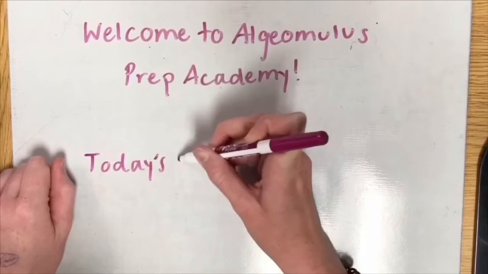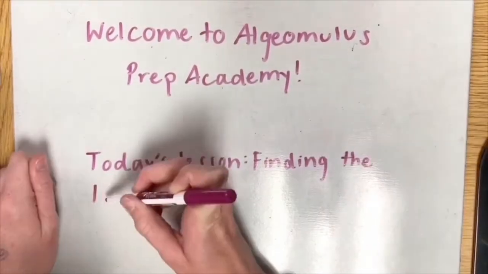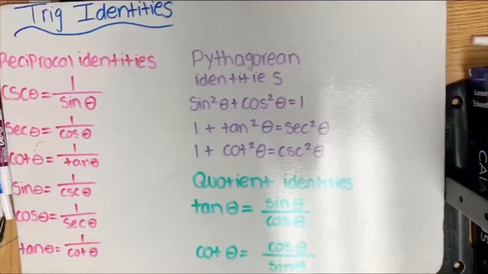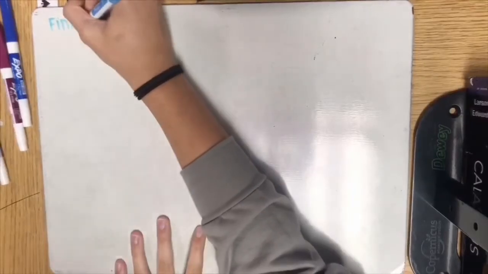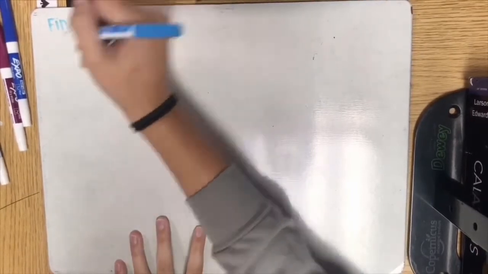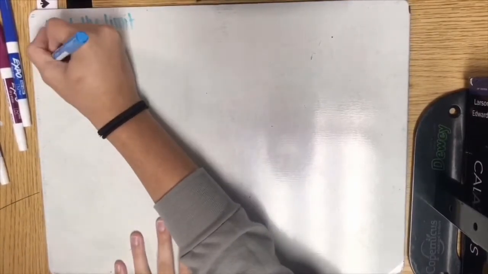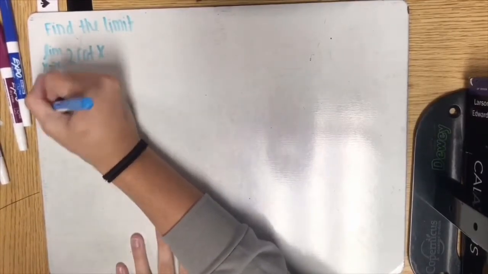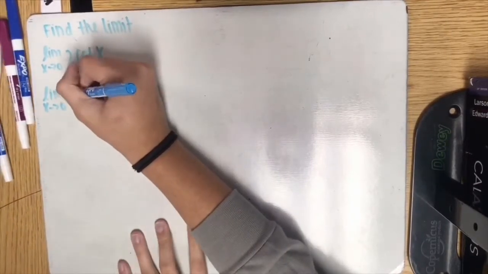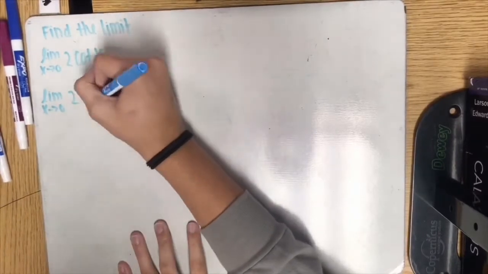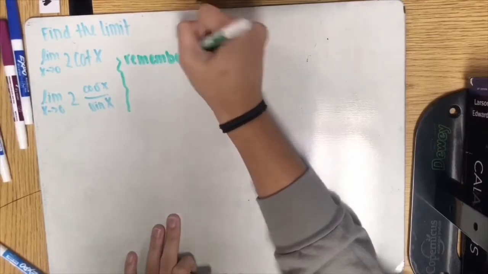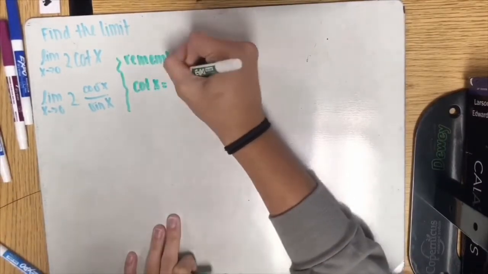Today's lesson, finding the limit using trigonometric identities. Here are some of the trigonometric identities. Today we are finding the limit as x goes to 0 of 2 cotangent x. The first step is to switch cotangent x for cosine x over sine x. Remember, cotangent x equals cosine x over sine x.